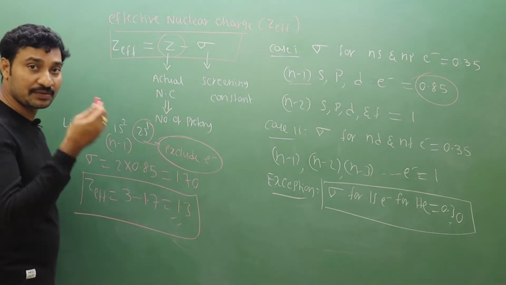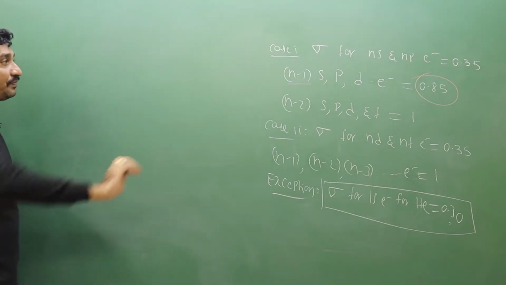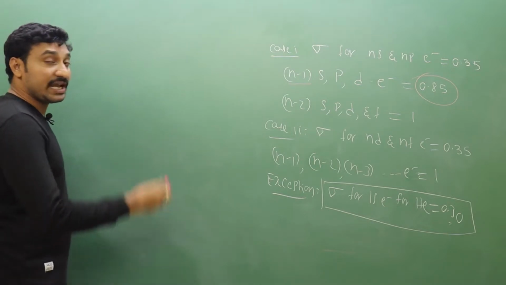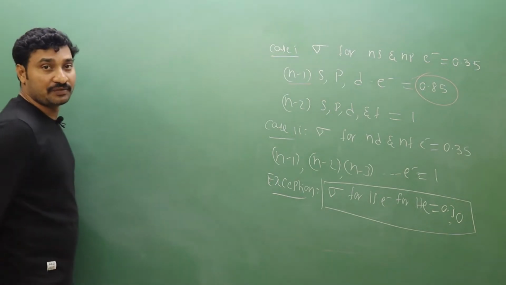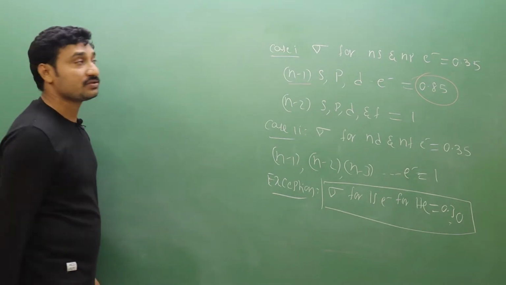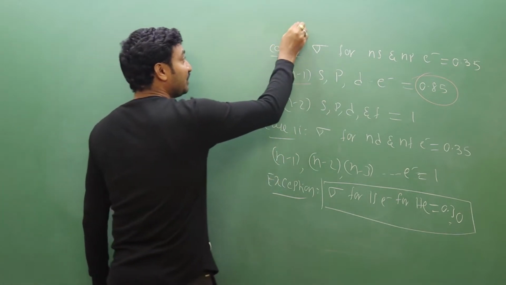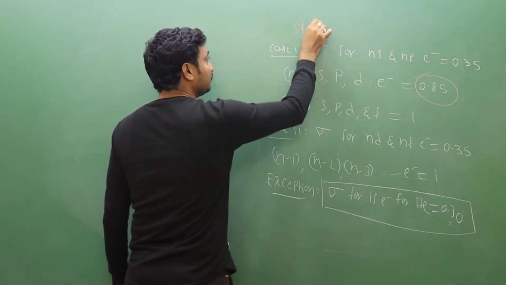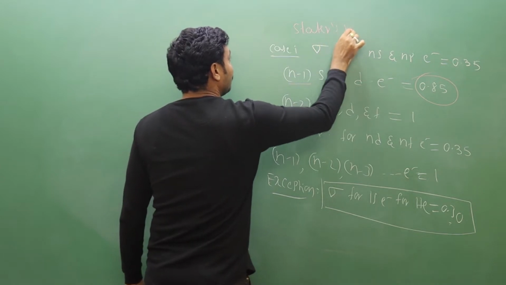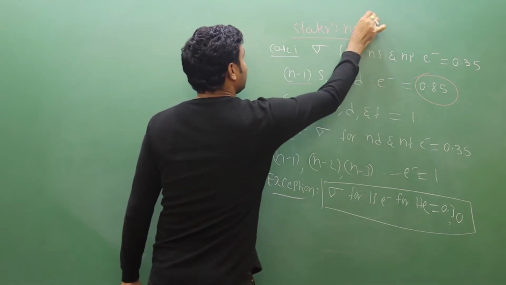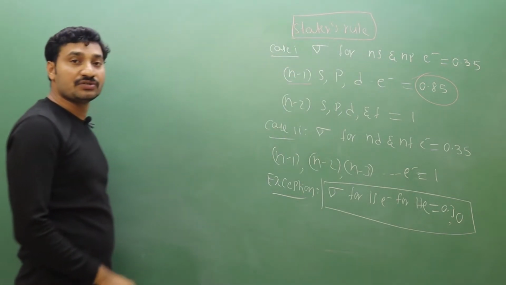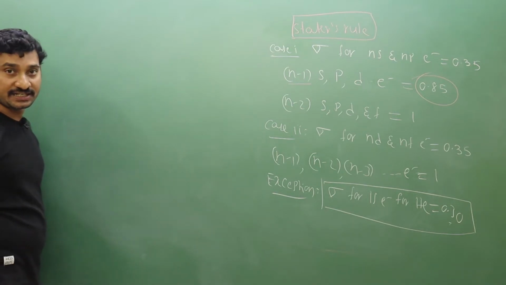Let us discuss some more examples. Calculating sigma for outer electrons by this rule is known as Slater's rule. So according to Slater's rule, we are calculating sigma.